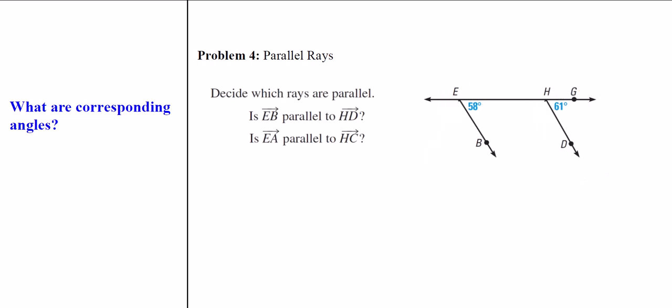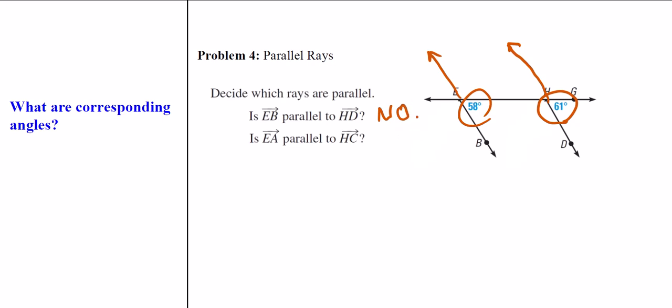Well, let's focus on EB and HD. So if these were parallel lines, right? I mean, if you want to just make these lines, and if these were parallel, these are corresponding angles. And if the corresponding angles are congruent, then yes, these lines would be parallel. However, are these angles congruent? And if they're not, then these lines are not parallel.